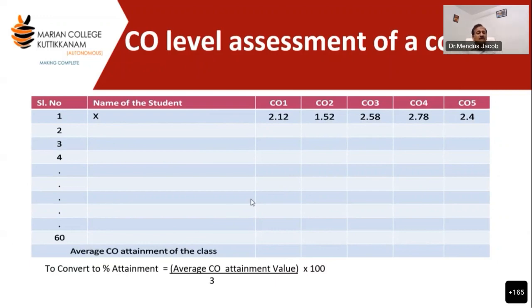Now, suppose there are 60 students in the class. We will get a table like this for each student. We will calculate the CO1, CO2, CO3, CO4, or CO5. We'll get a table like this, and we can calculate the average of each of the class. Okay. Then we can convert it into percentage attainment, average CO attainment value into 100 by 3. So we'll get how much percentage of attainment for each CO is there for this particular batch. So in that way, we can calculate it.